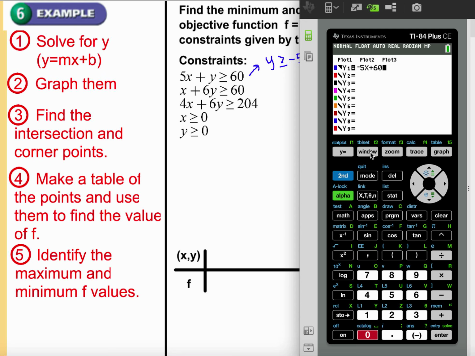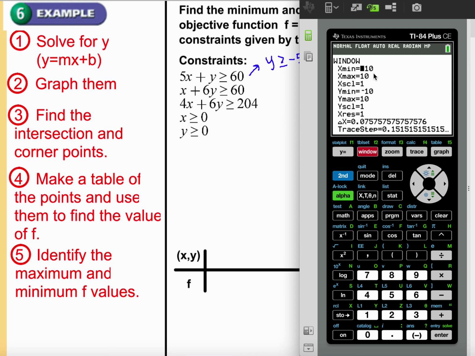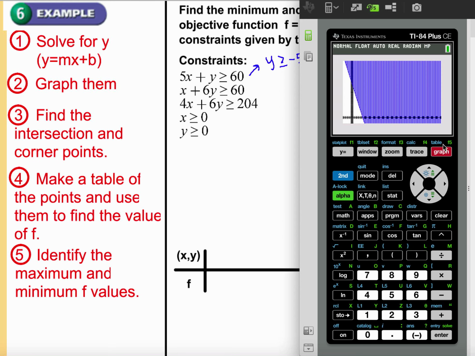I'm going to change my window right away because plus 60 is a pretty large number, and my windows usually only go from negative 10 to positive 10. So let's go negative 10 to, let's go crazy, let's go 100. And we'll do the same thing for y. We'll go all the way to 100 as well. We may need to adjust this, but for right now, let's just see what happens.